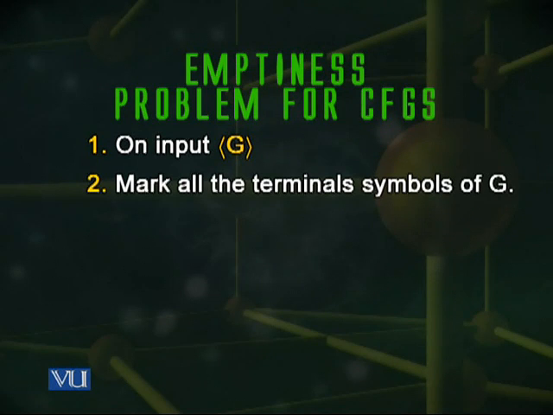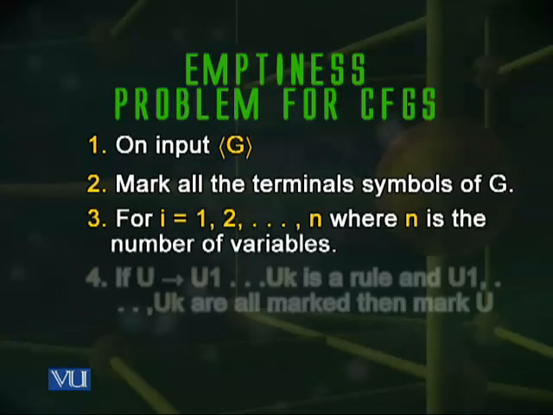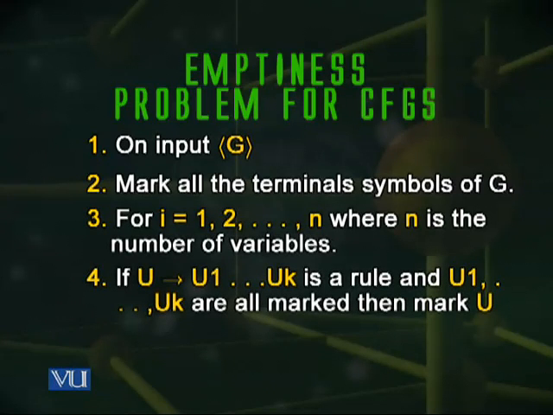We can mark all the terminal symbols. Now, what we do is, if we find a production which is U goes to U1, U2, U3 all the way up to UK, and in this production all the things on the right hand side are already marked, then we will also mark U. We will continue doing this till no further non-terminals can be marked.